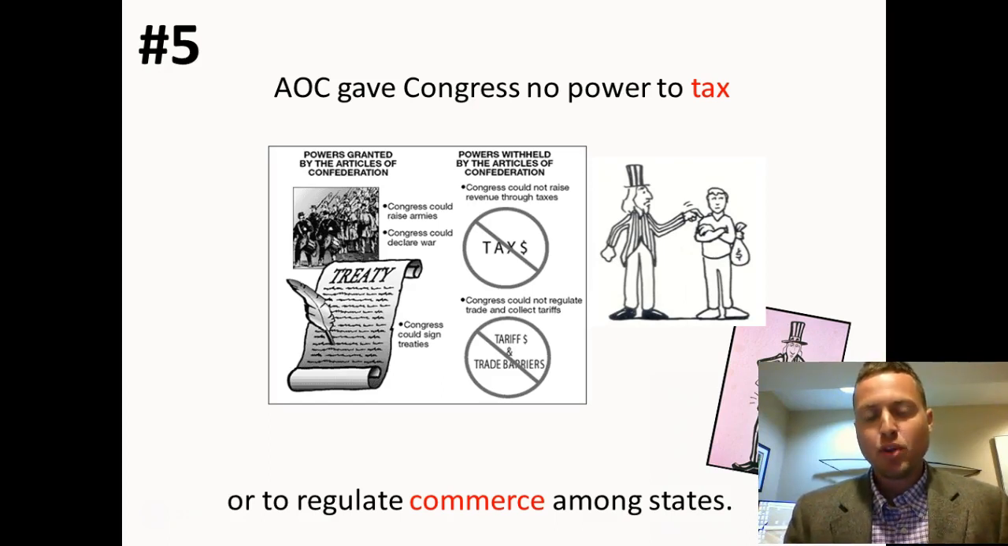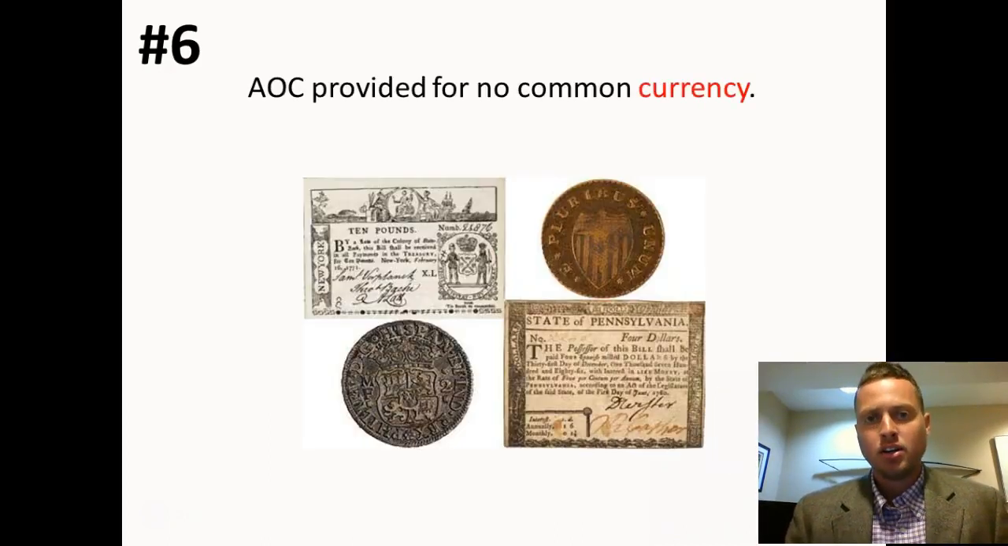Question, trivia time. What color was the Articles of Confederation money? If our money is green, what was theirs? It was no color. The Articles of Confederation provided for no common currency. They could not coin money. They weren't printing any bills. They were weak. They were so weak that this new United States of America was failing at the beginning.